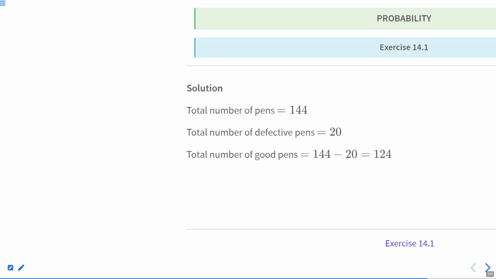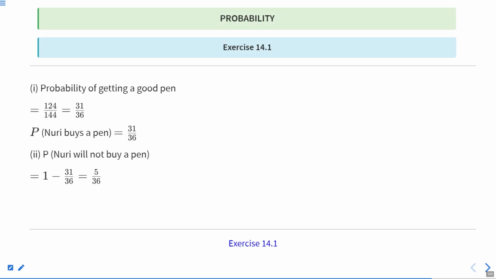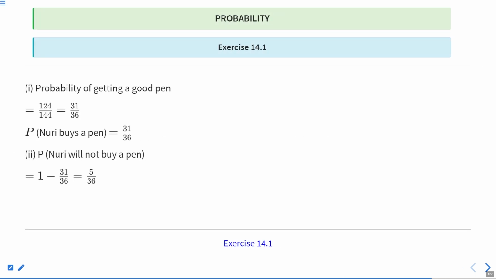So students, here we have a lot where the total number of pens is 144, and total number of defective pens is equal to 20. So total number of good pens is what? Total number of good pens is equal to 144 minus 20, that is equal to 124. So now probability of getting a good pen is equal to 124 divided by 144, and this is equal to 31 divided by 36. Now probability Nuri buys a pen is equal to 31 by 36.